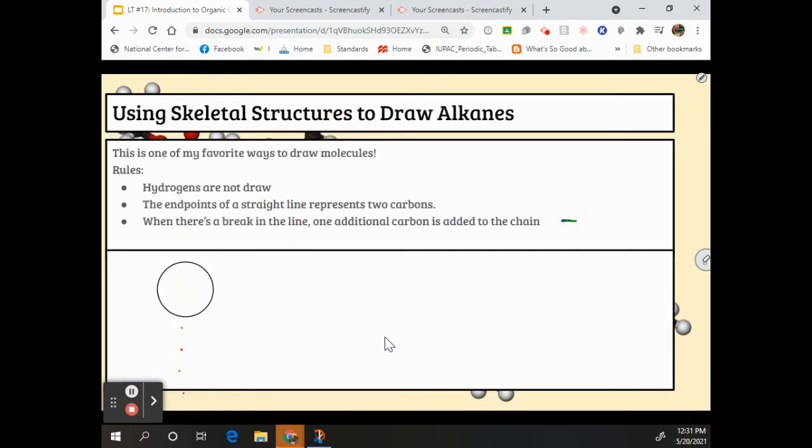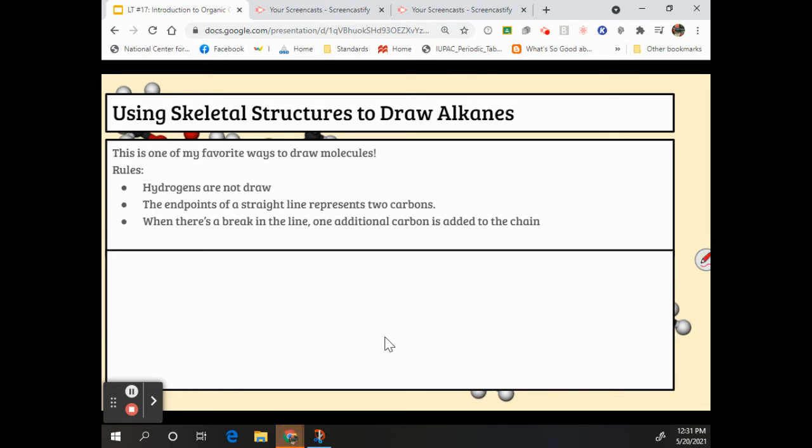Okay, this is one of my favorite things to teach. We're going to learn how to use skeletal structures to draw alkanes. The beauty of skeletal structures is that you don't represent the hydrogens at all because you just assume you have so many of them that they just fill in the blank gaps. And the endpoints of a straight line represent 2 carbons. If there's a break in the line, that's where 1 additional carbon is added to the chain.